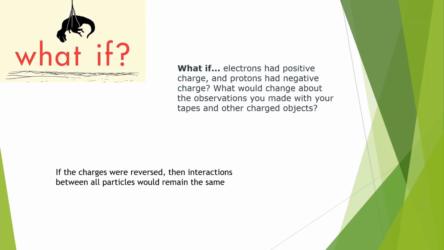A few final questions. What if electrons had a positive charge and protons had a negative charge? And what would change about the observations you made with your tapes and other charged objects? Actually, if all the charges were reversed, then the interactions between all particles would remain the same. This is because the electrons would now be positive and they would just be attracted to the protons that would now have a negative charge, and nothing would change about the standard interactions between these particles.